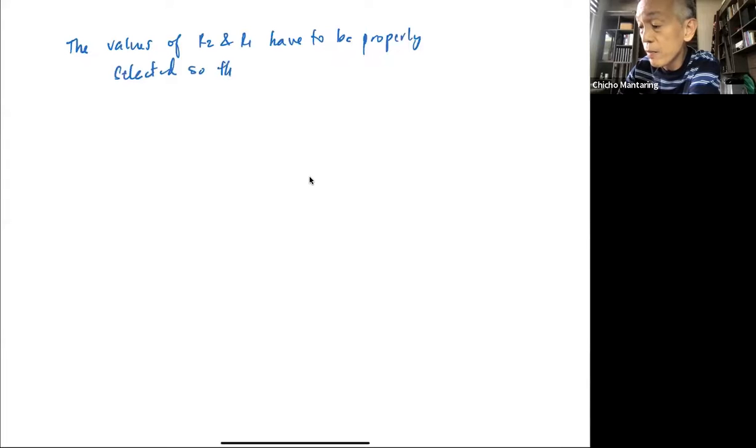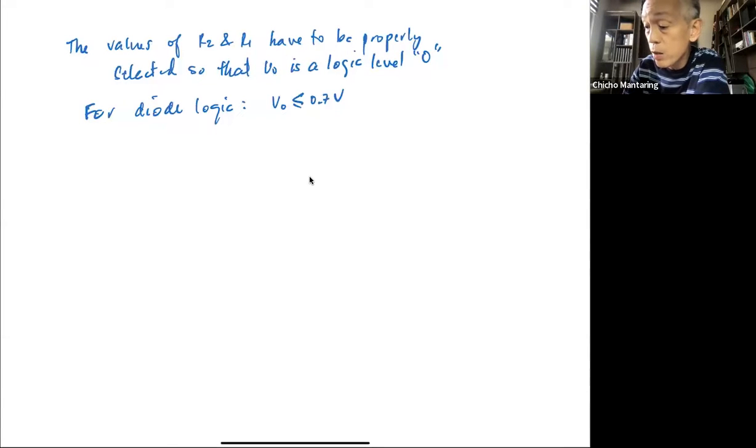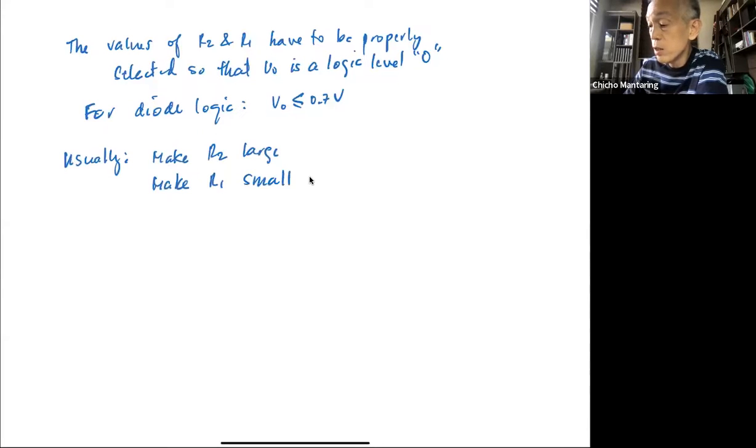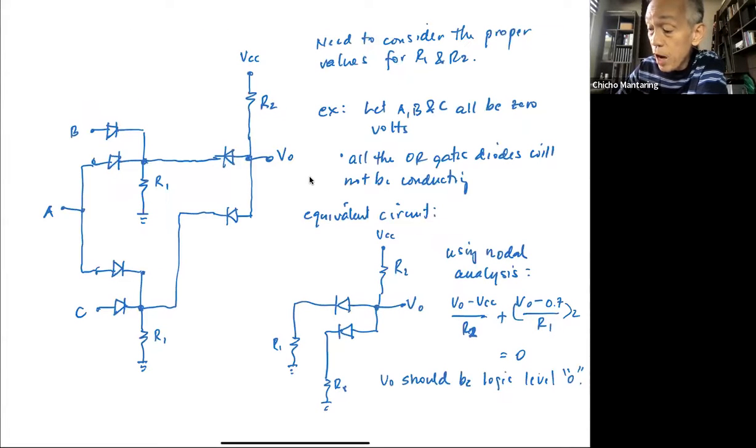Okay, so that V sub O is a logic level 0. No? Usually, you make R2 large, and then you make R1 small. So dapat dito, itong R2 malaki, yung R1 maliit. Okay? So pag dinignan mo, pag yung R2 malaki, yung R1 maliit, then the voltage drop across R1 would be small. You add to that this 0.7 volts, and that should be V sub O.